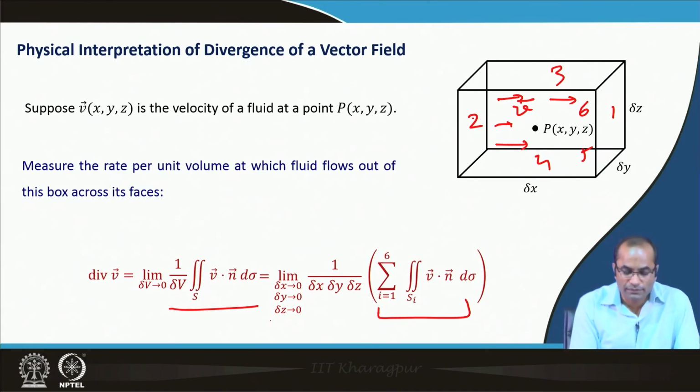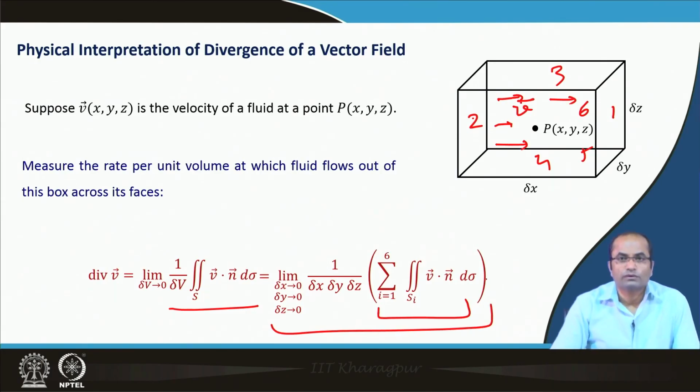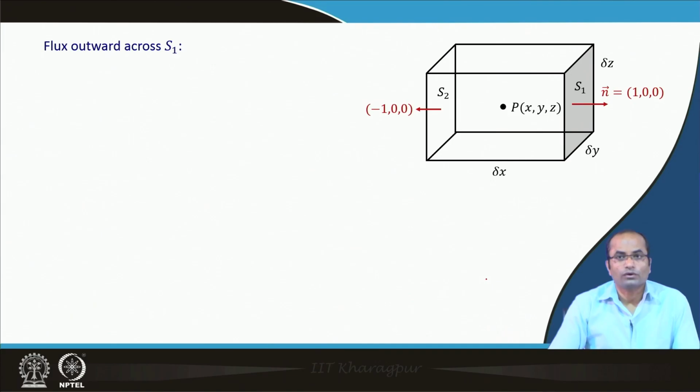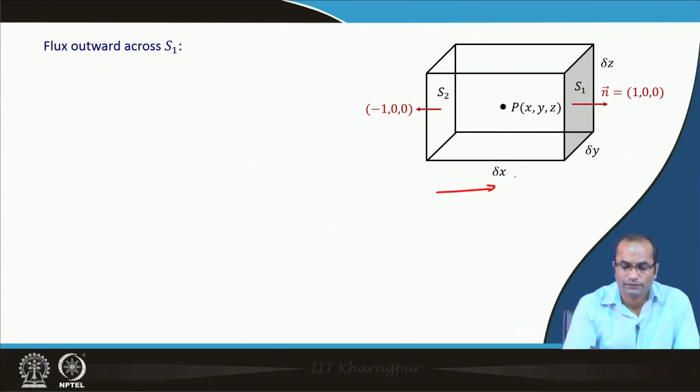So, this integral can be evaluated in a much simpler way by considering these 6 integrals, one for each face of this geometry. Now if we compute the flux outward across S1, let us consider this surface S1, whose unit normal vector is (1, 0, 0). We have the direction x here, then the y direction, and z, the vertical direction.